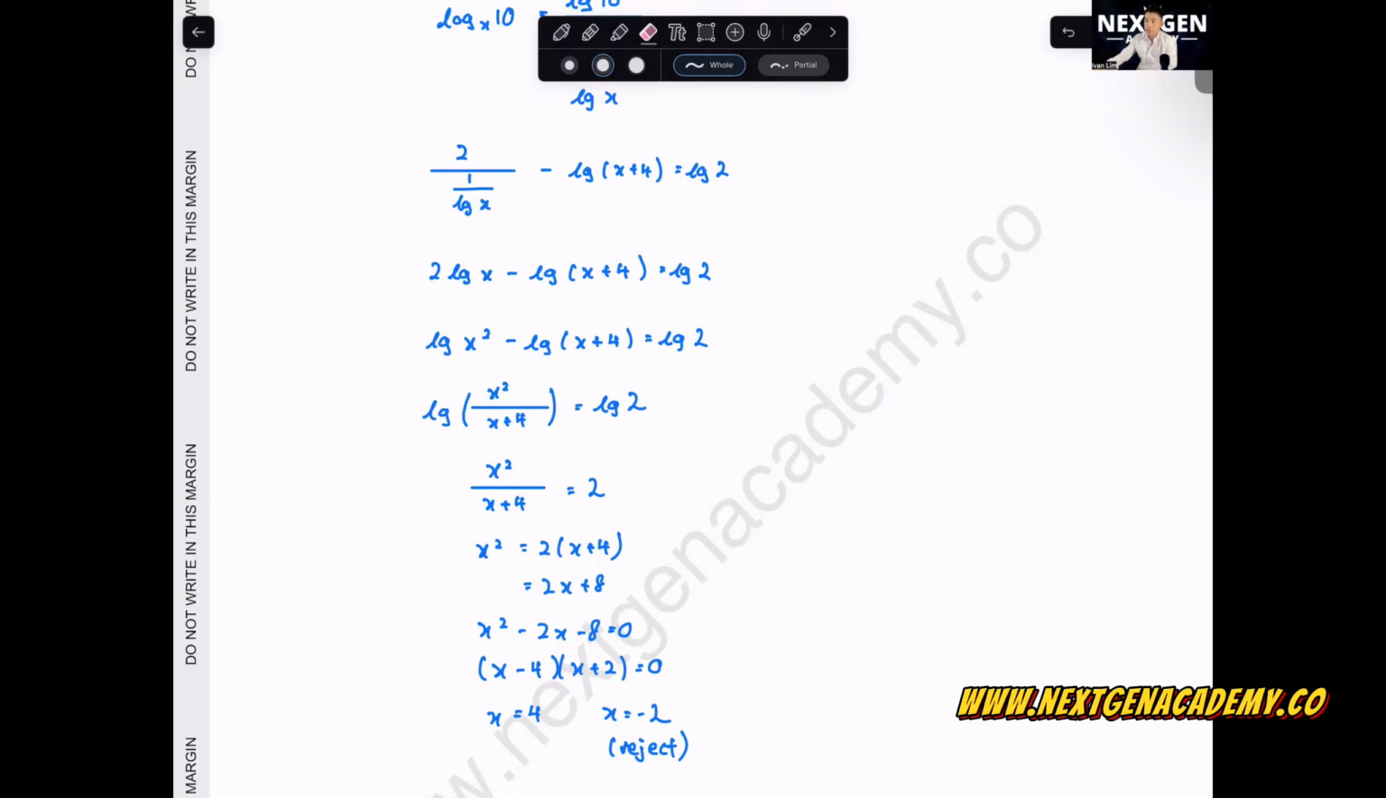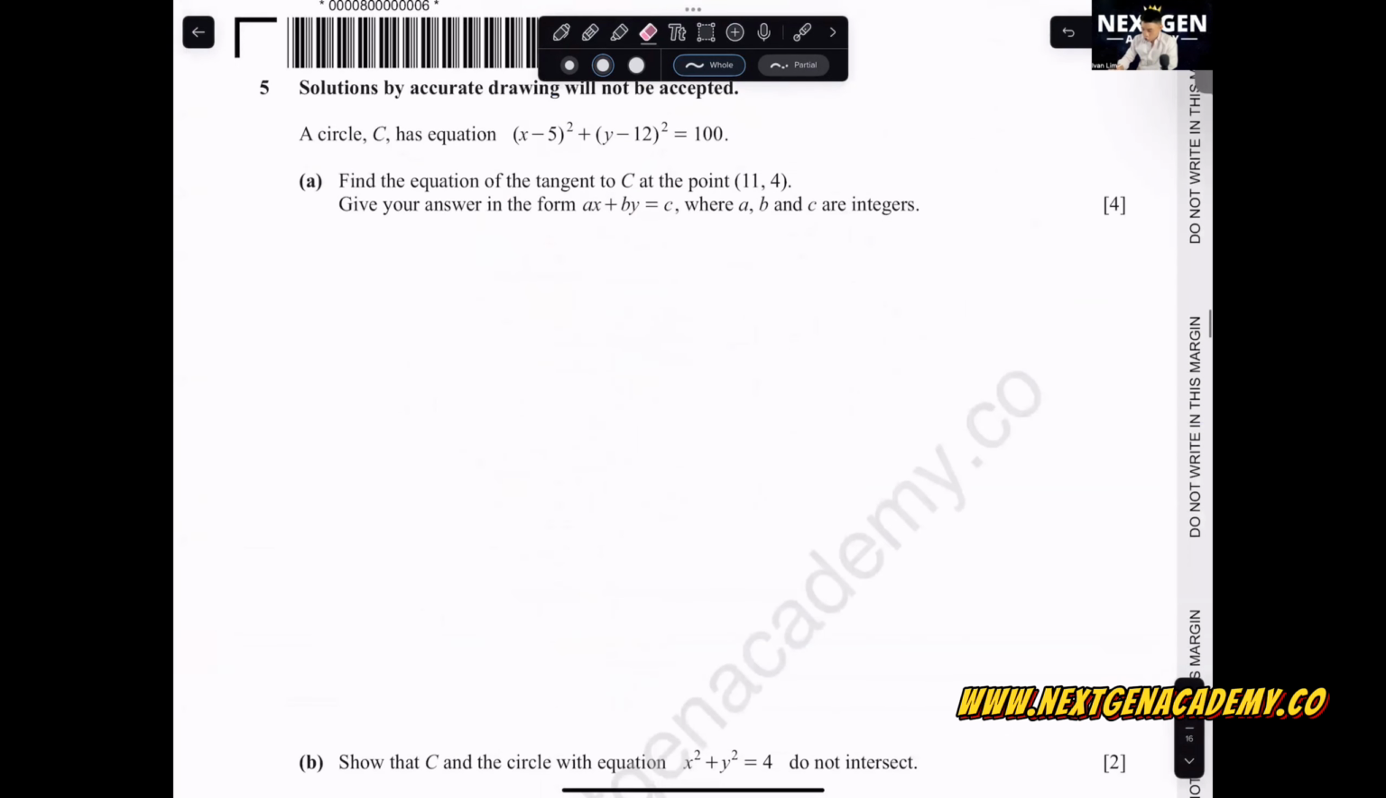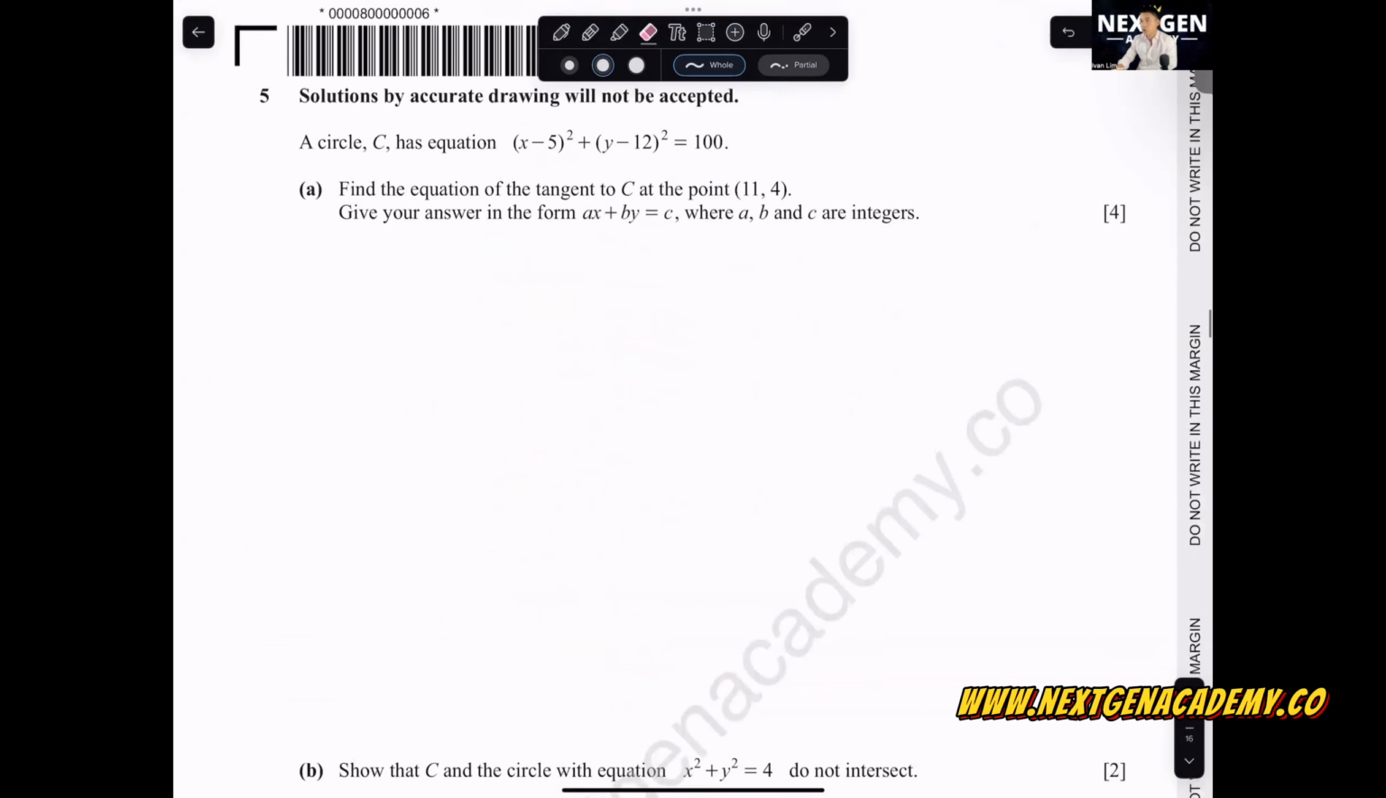All right, okay, let's go to number 5. Okay, number 5, so far, I can pretty much bet that the next paper, most likely lah, okay, circles will come out in paper 1. So I don't think will be very hard for us to do this one. Okay, so you also try your best. They say even though what solution by accurate drawing will not be accepted, right? You just try your best to sketch it out for you all to understand it clearly.